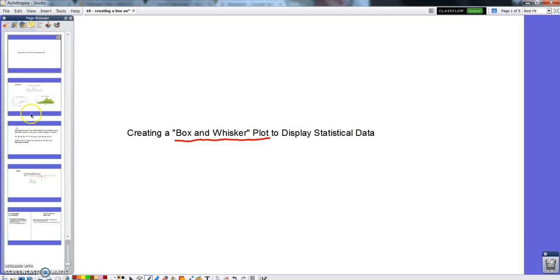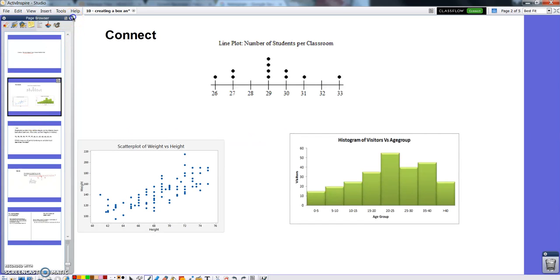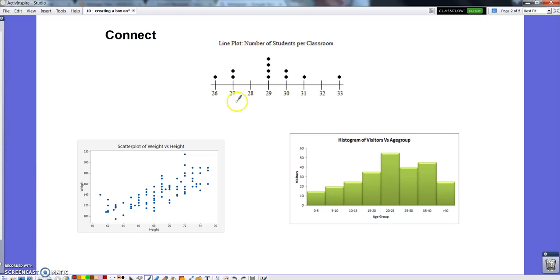So, we've looked at three different kinds of displays of data. We've looked at line plots. Here's one showing the number of students in each class at some school. We looked at scatter plots. Remember, scatter plots show us double data points, right? Like on this one, a scatter plot of weight versus height. When we look at a single point, that's a double.